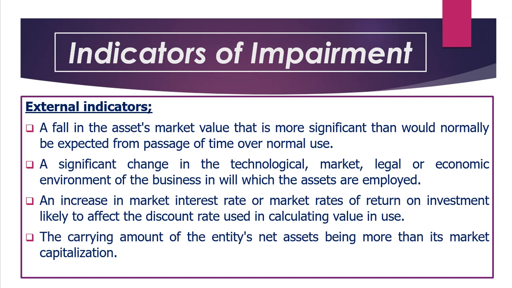Then another external indicator is the carrying amount of the assets being more than its market capitalization. So now, those are the external indicators of impairment.